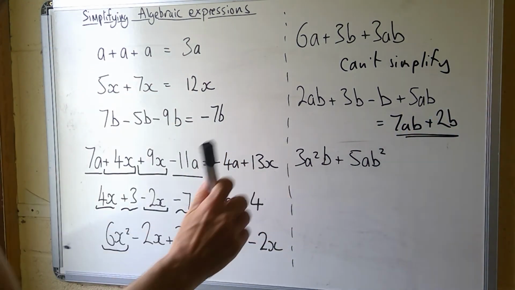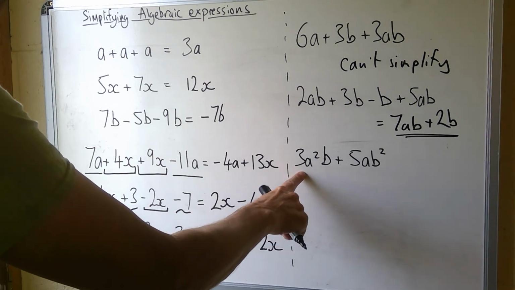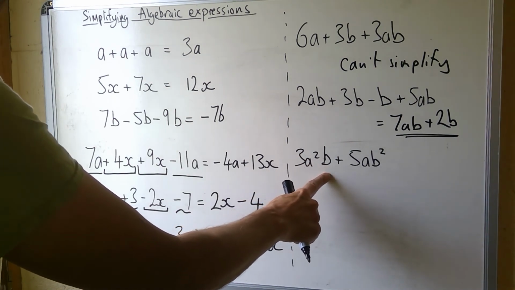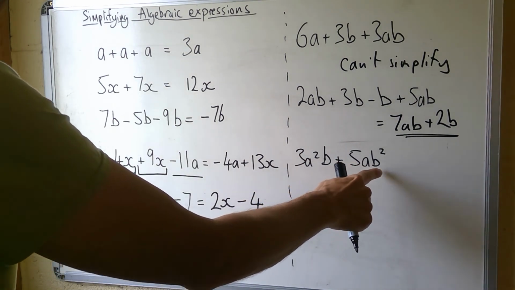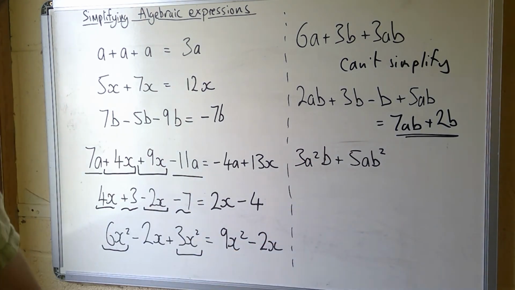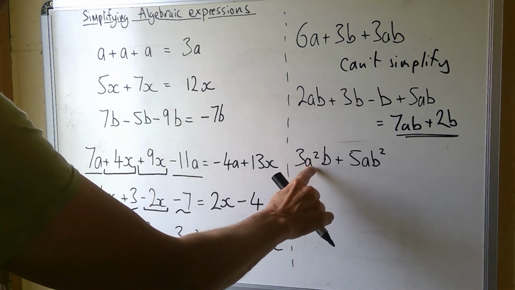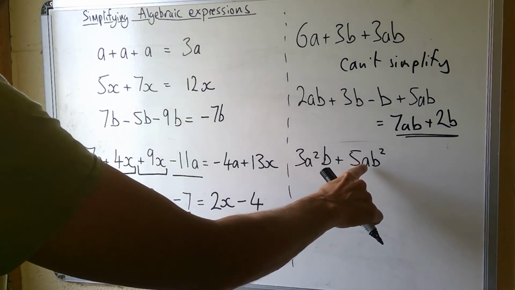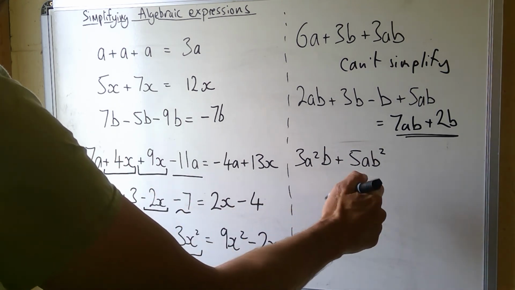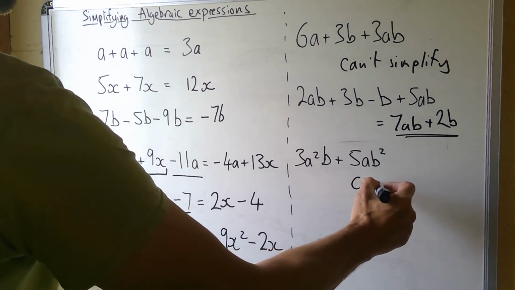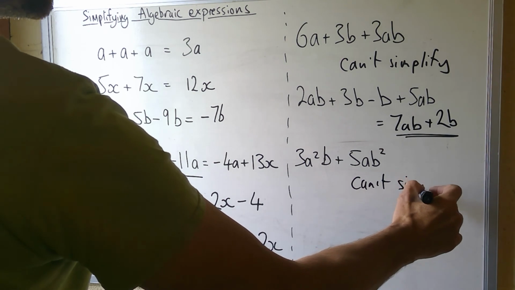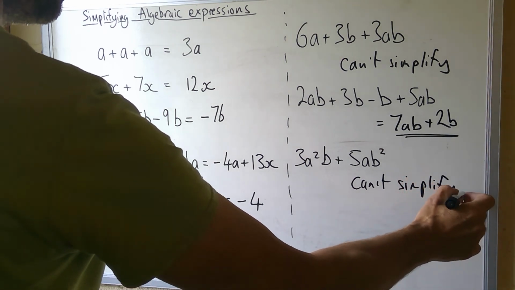And the final one, a little bit confusing, 3a squared b plus 5ab squared. At first glance they look the same, but this term has got the a squared and a single b. This one has got the b squared and a single a. So those ones are unlike terms and you can't simplify that one either.